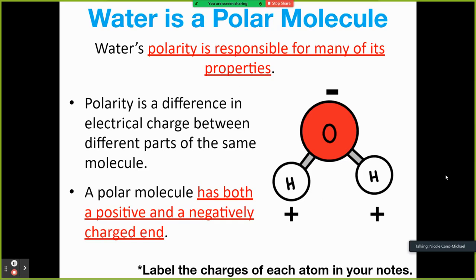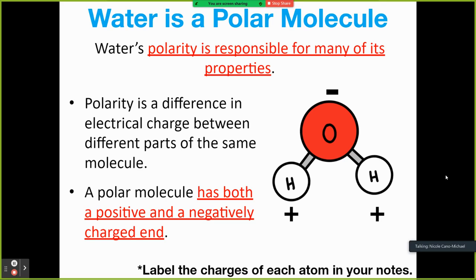All right, so we are now on water is a polar molecule. This polarity of water, this idea that oxygen does not share its electrons equally with hydrogen because it's a bad older sibling, is responsible for many of water's properties. Water has all these amazing properties, and 99% of them trace back to the polarity of water. The fact that this is a polar molecule, the fact that it has a slightly negative charge on one side and a slightly positive charge on the other side.